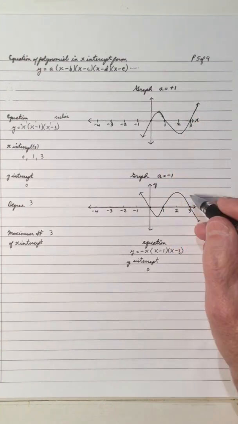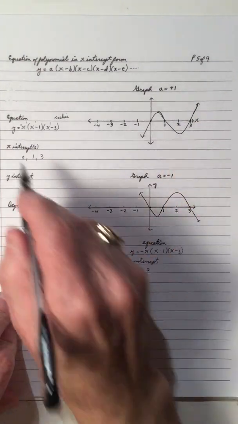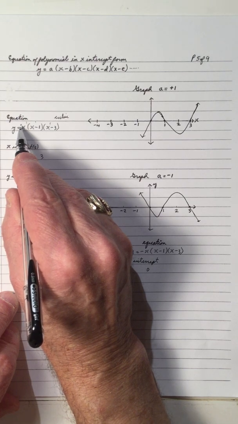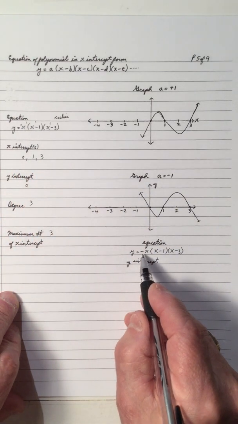These graphs are the reflection of each other in the x-axis, because the y value here is positive, and the y value here is going to be negative.